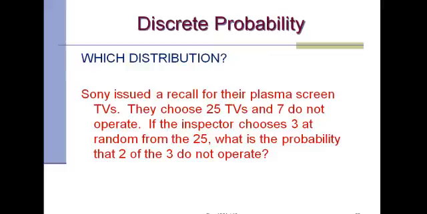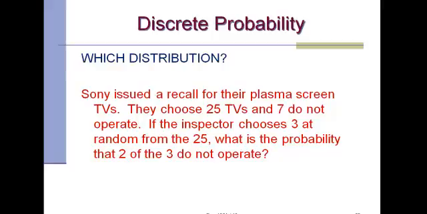And I want to give you several questions here and ask you to determine what distribution you think these questions follow. So here's the first one. Sony issued a recall for their plasma screen TVs. They choose 25 TVs and 7 do not operate. What if the inspector chooses 3 at random from 25? What is the probability that 2 of the 3 do not operate? So you're choosing between binomial, Poisson, and hypergeometric. Hopefully you've chosen hypergeometric because we just finished that one. So absolutely, this is a hypergeometric problem.